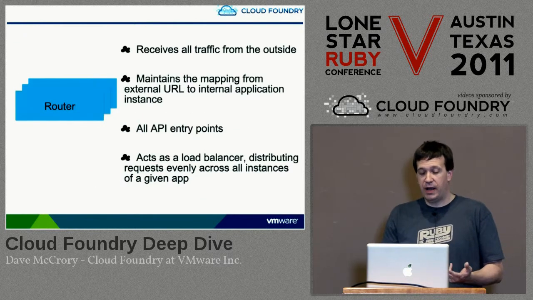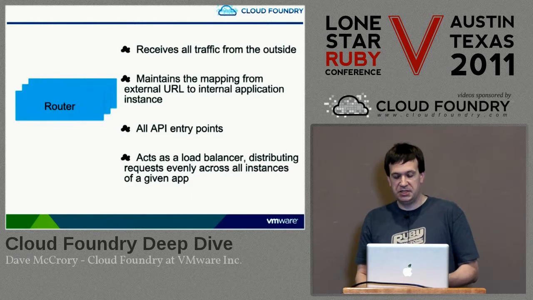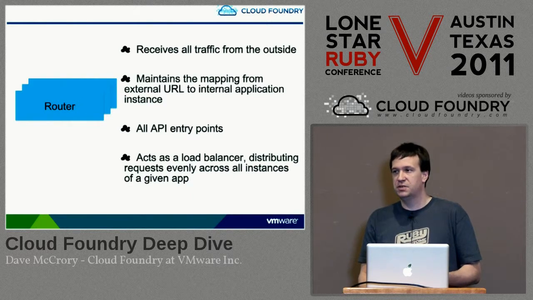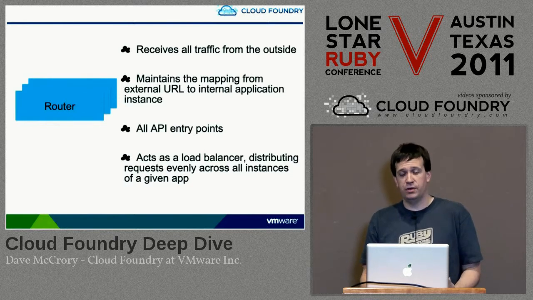Then you have the routers. They receive all traffic that's coming through the system. There are many of them. Each of the layers in Cloud Foundry is horizontally scalable by design, so all the different layers scale horizontally.